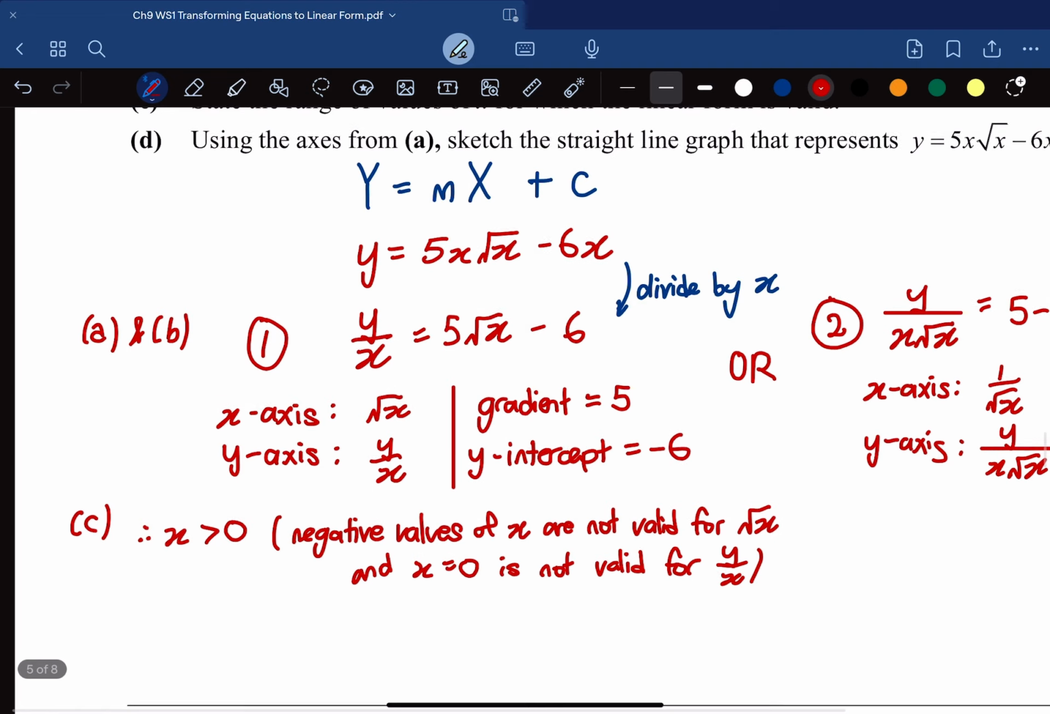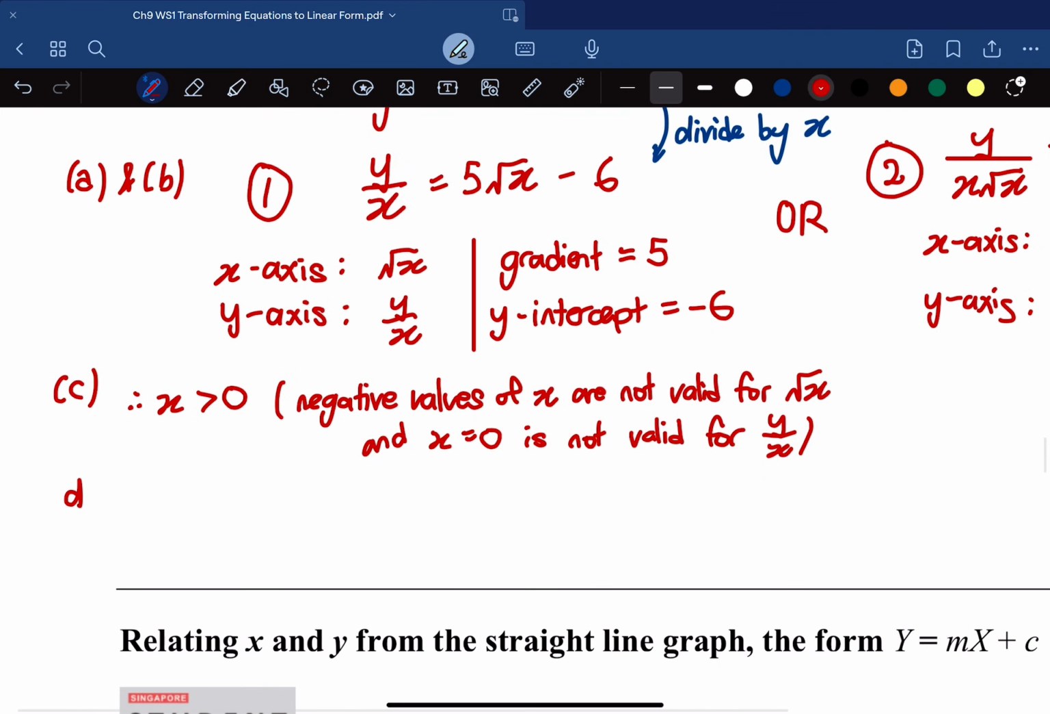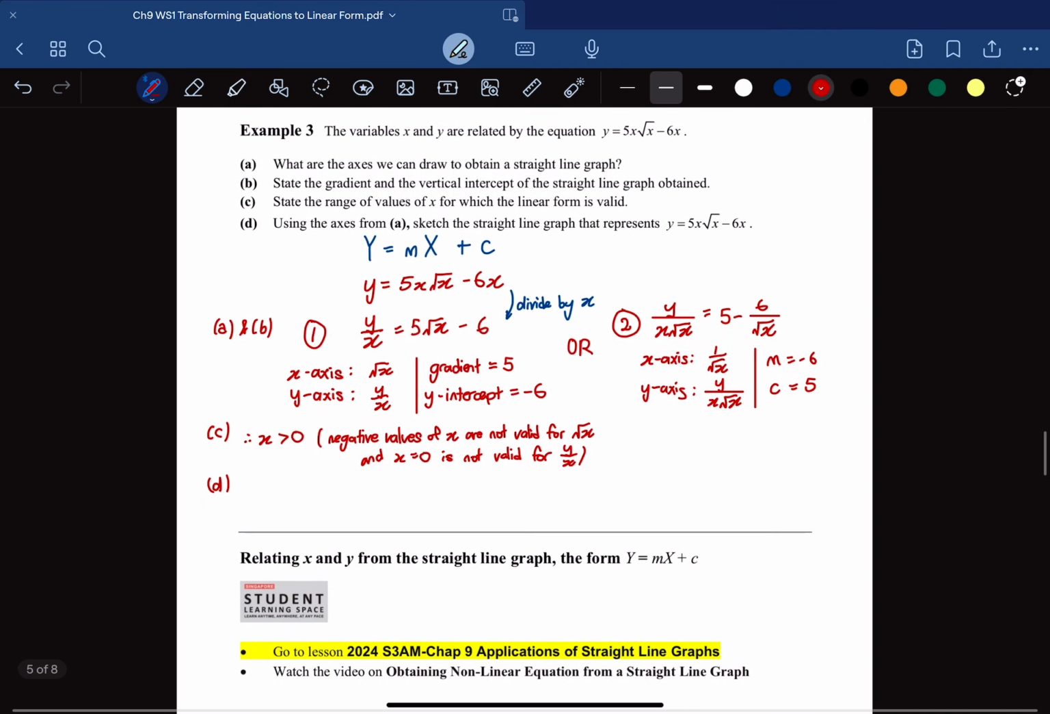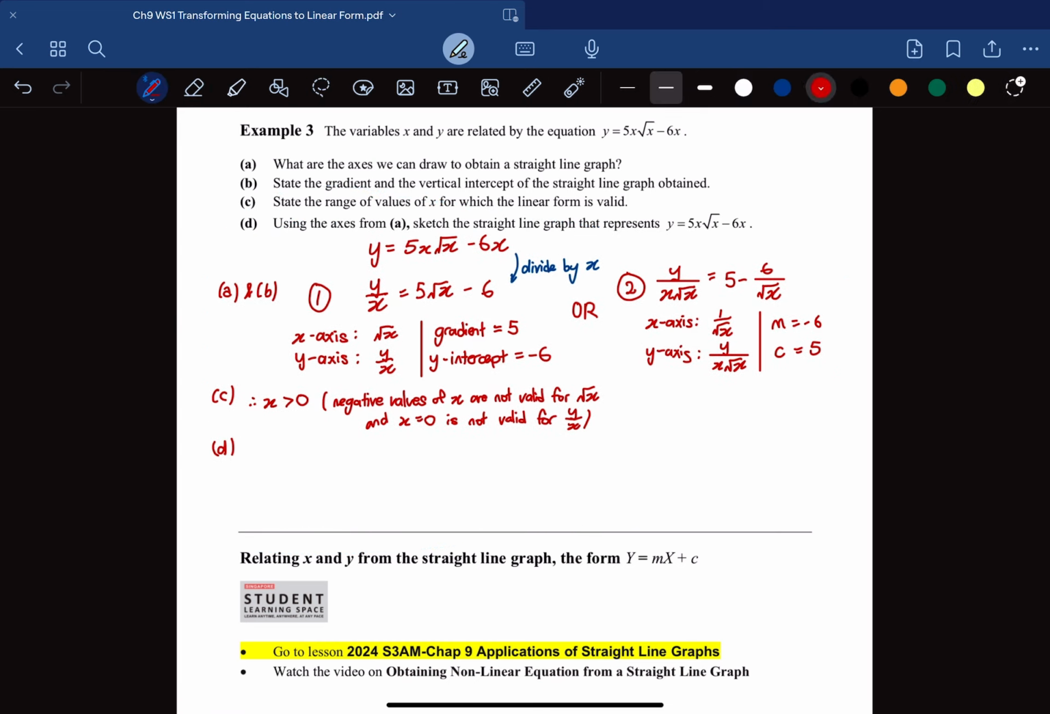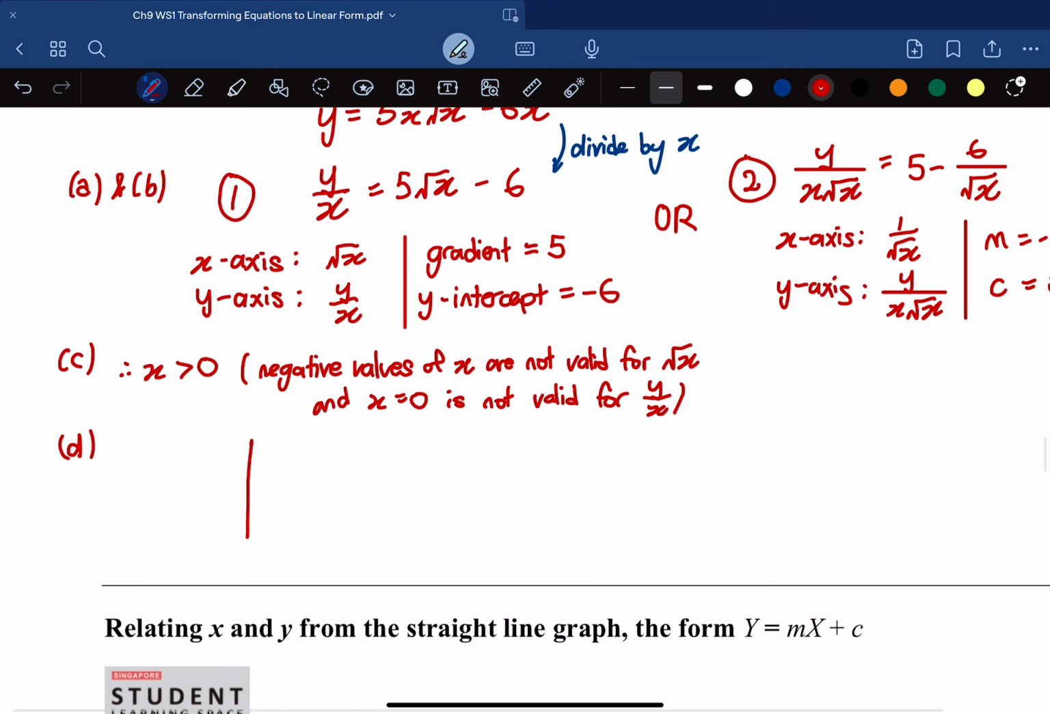And for part D, simply to sketch this straight line graph, since I know what is the gradient and the y-intercept, this is very simple. So to sketch this, I draw my axis in this way. I know that my y-intercept is -6, and this is a positive gradient, which means that it is a straight line graph going upwards. My graph looks something like this. This y-intercept here is simply -6. And I label the axis.